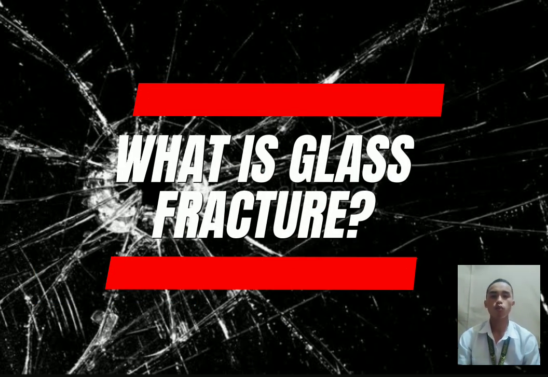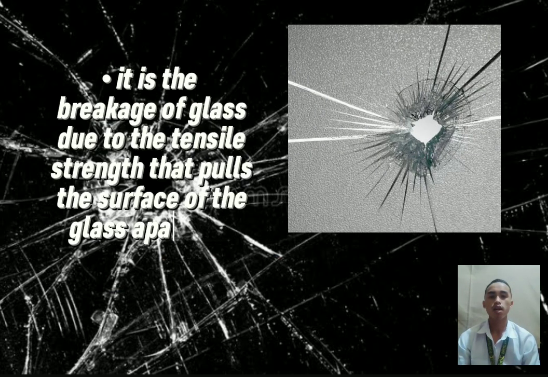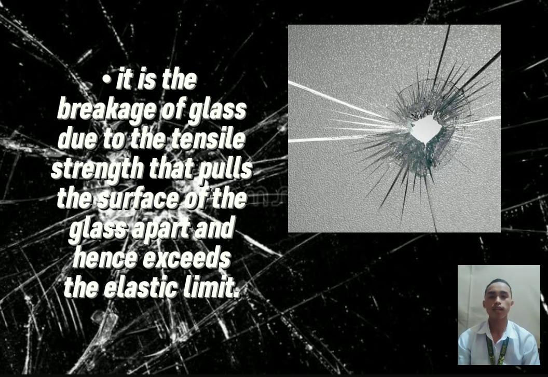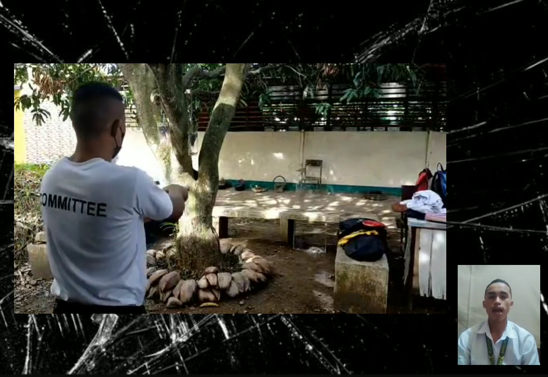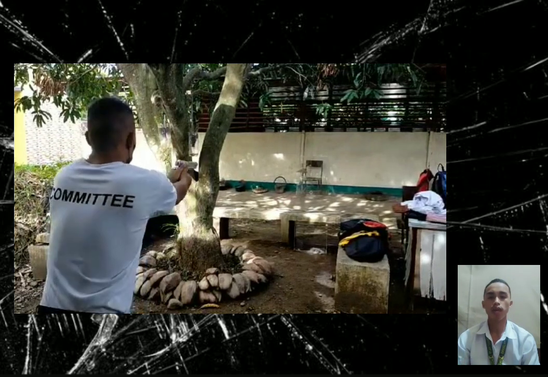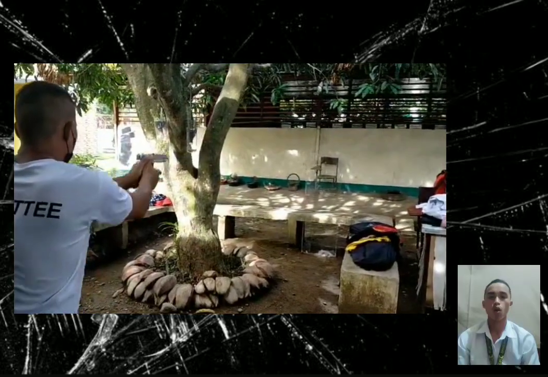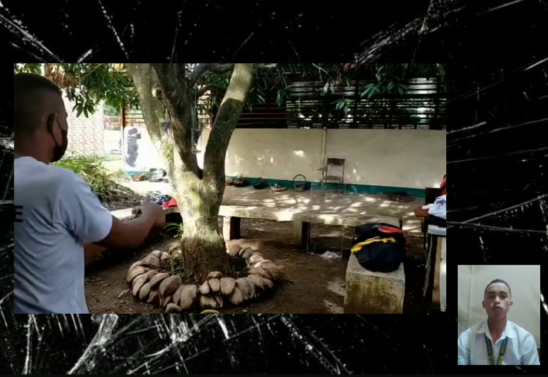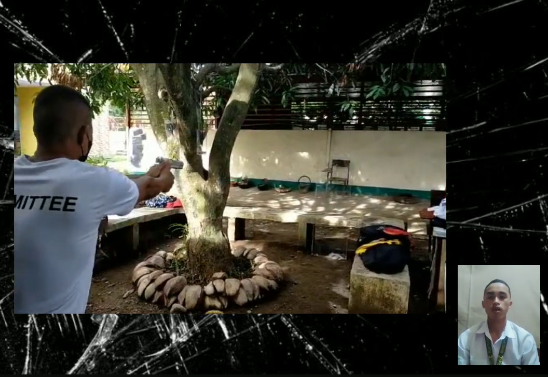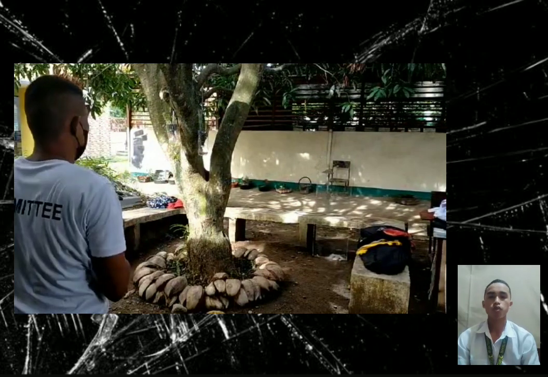According to modernforensic.com, it is the breakage of the glass due to the tensile strength that pulls the surface of the glass apart, hence exceeding the elastic limit. Our member used a 9mm caliber pistol and fired 2 shots at window glass, at a distance of 4 to 5 meters from the target, which is the glass.